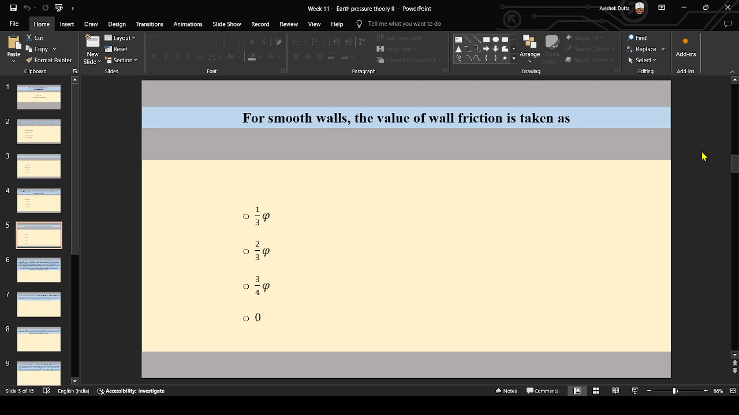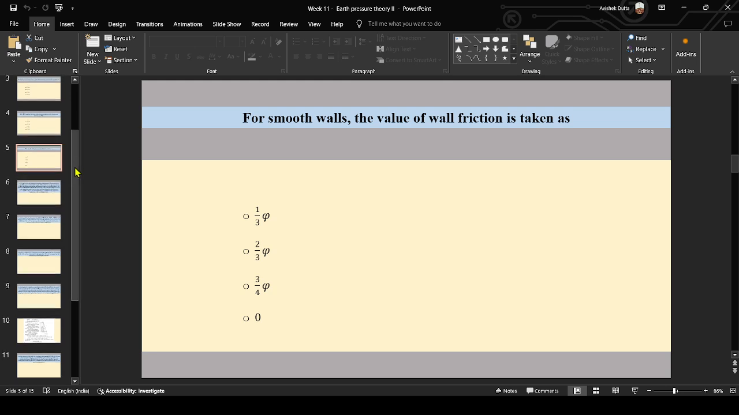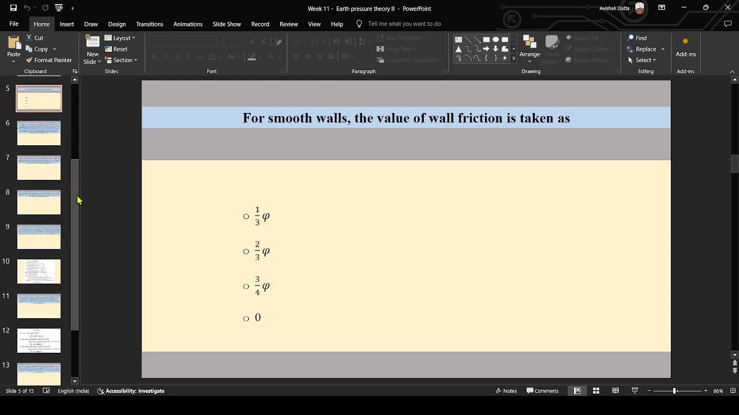I'll repeat the question. For smooth walls, the value of wall friction is taken as: 1 by 3 phi, 2 by 3 phi, 3 by 4 phi, or 0. Okay. Now, these are the only MCQs. We'll come now straight to the numericals part.